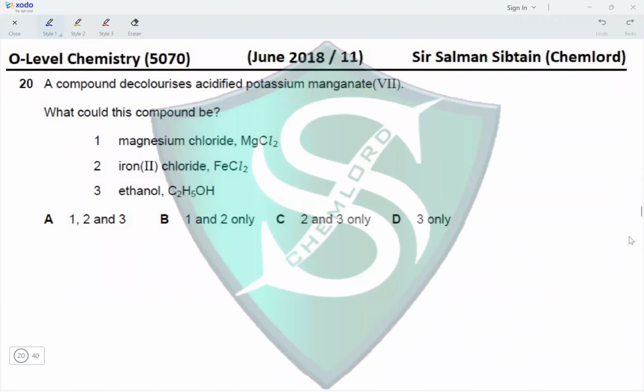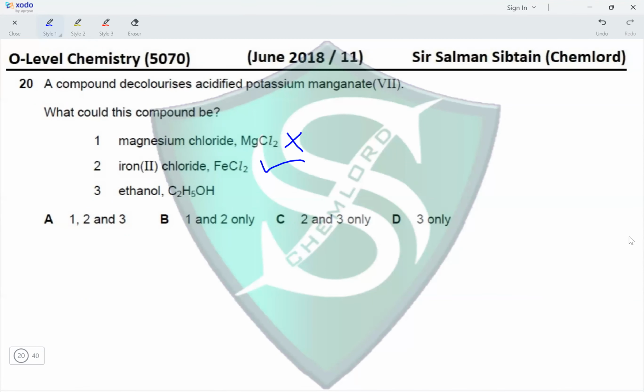Question 20. A compound decolorizes acidified potassium manganate. That means the compound gets oxidized. So, what could this compound be? Magnesium chloride. In magnesium chloride, magnesium has a charge of positive 2 and cannot be oxidized further. So, this reaction will not occur. Iron 2 chloride. Iron 2 chloride has iron with an oxidation state of plus 2, which can oxidize to iron with an oxidation state of plus 3. Therefore, this reaction can occur.